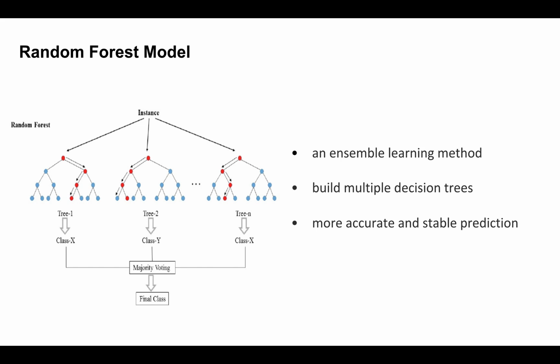Instead of searching for the most important features while splitting the nodes, it searches for the best features among a random subset of features. This results in a wide diversity that generally results in a better model. Therefore, in random forest, only a random subset of the features is taken into consideration by the algorithm for splitting the nodes.